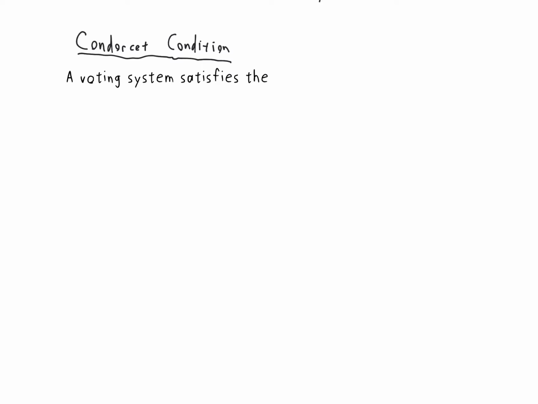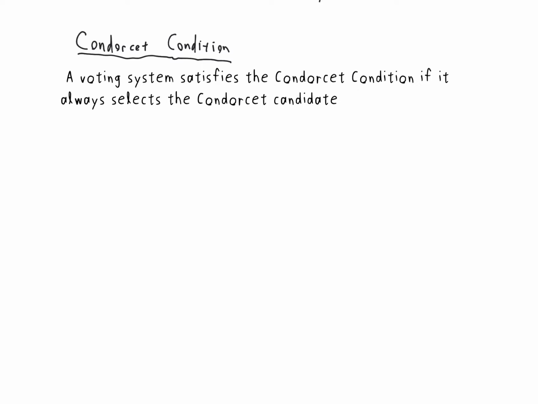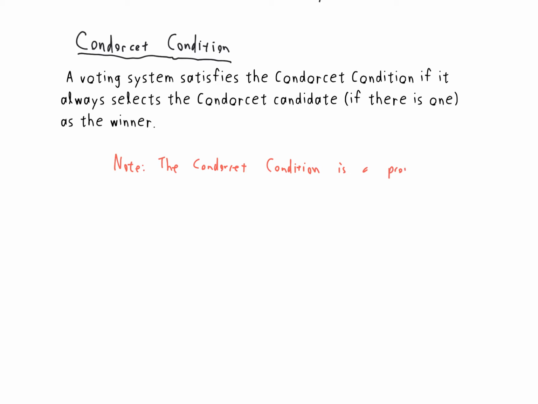Now we know what it means to be a Condorcet candidate, which brings us to the next idea, the Condorcet condition. A voting system is said to satisfy the Condorcet condition if it always selects the Condorcet candidate, if there is one, as the winner. It's important to note that the Condorcet condition is a property of the voting system as a whole, not a property of any particular candidate or any particular election. It says something that the voting system has to always do in any preference schedule or in any election.